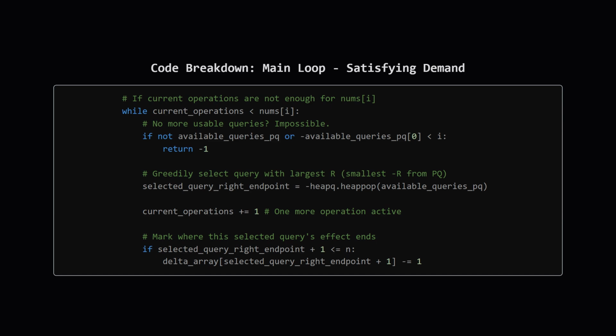And, crucially, we update our difference array. This selected query will stop providing an operation right after its right endpoint. So, at the index selected_query_right_endpoint + 1, we record a -1 in the difference array. This ensures its contribution is removed when we reach that future point.